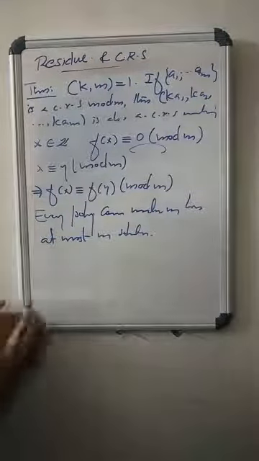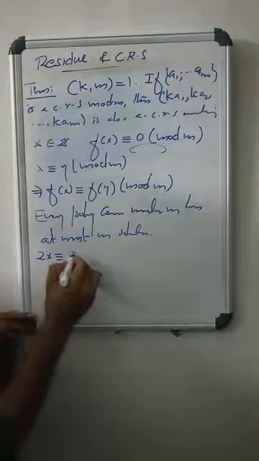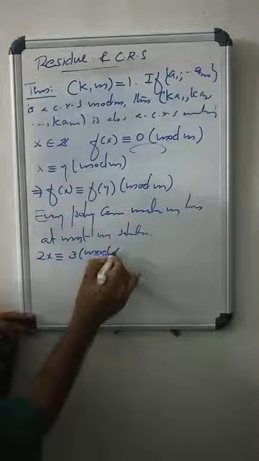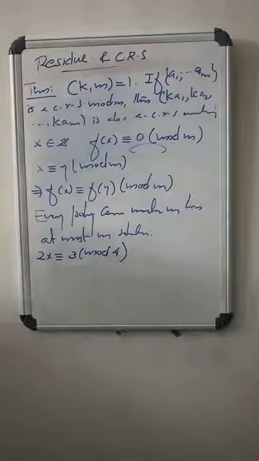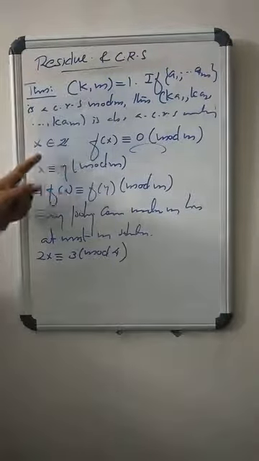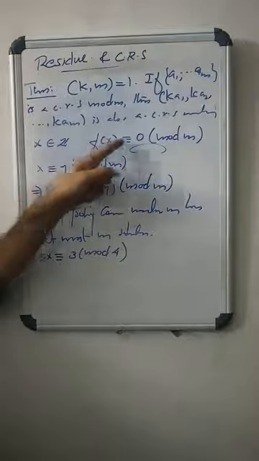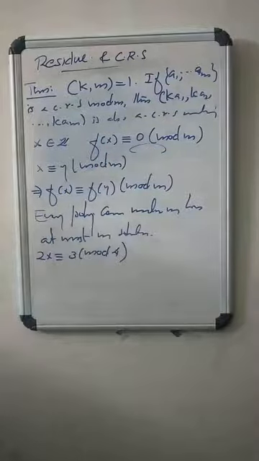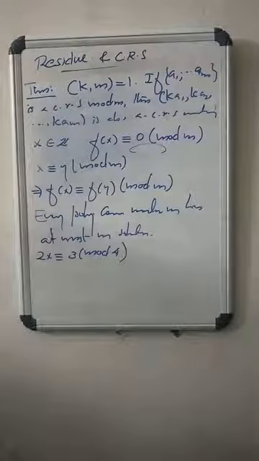Consider the polynomial congruence 2x ≡ 3 mod 4. It has no solutions. Why? Because no x satisfies this condition. We already said that an integer x which satisfies the polynomial congruence f(x) ≡ 0 mod m is called a solution, where f is a polynomial with integer coefficients. Here x is also an integer.